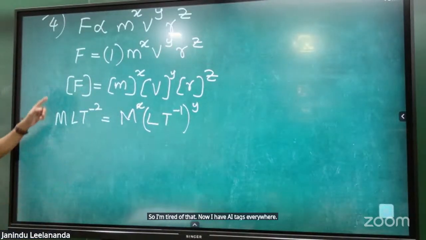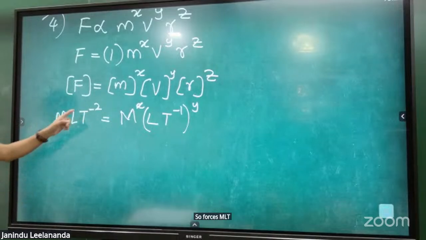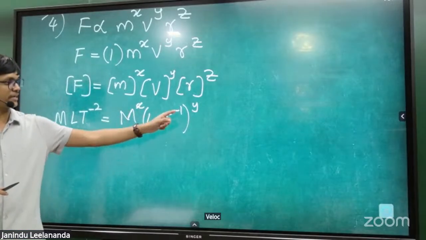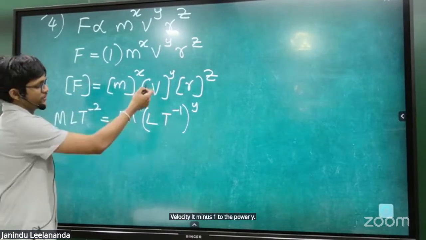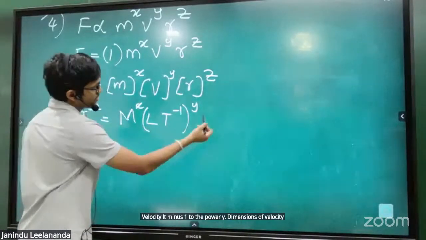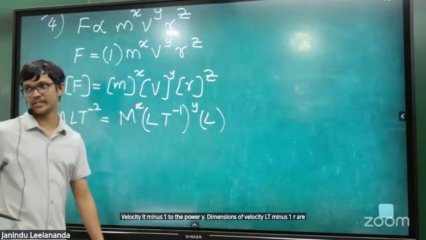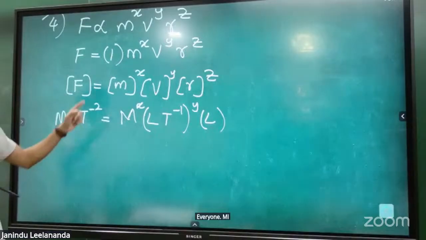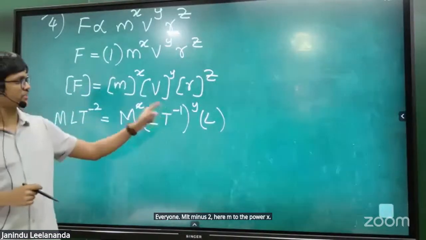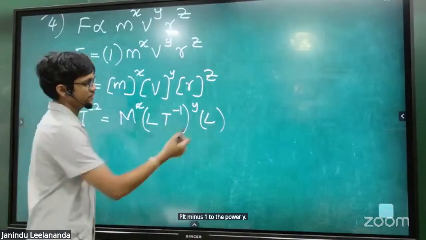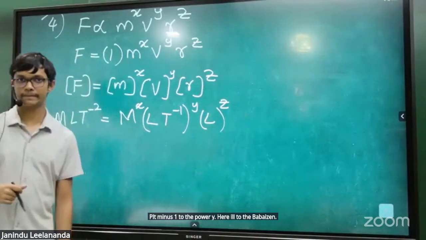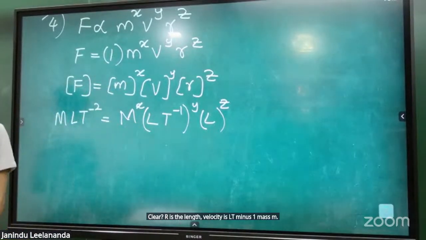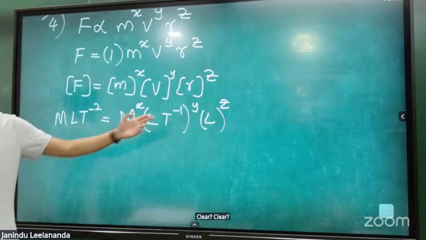So force is M L T minus 2. This is M to the power x. Velocity L T minus 1 to the power y. R is a length. Attention, I need silence, everyone. M L T minus 2. Here M to the power x. Here L T minus 1 to the power y. Here L to the power z. Clear? R is a length. Velocity is L T minus 1. Mass M. Clear? Just basic dimensions, okay?